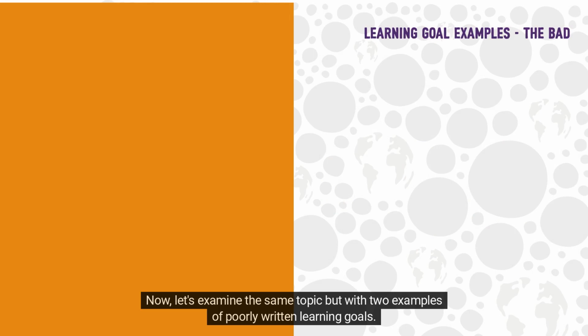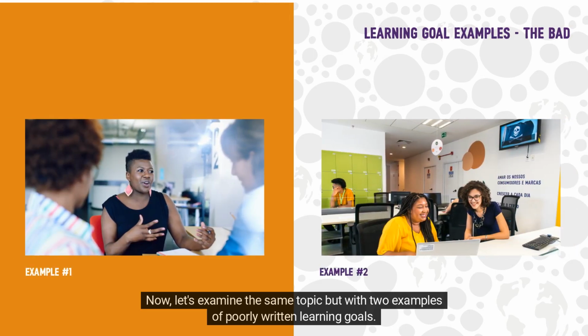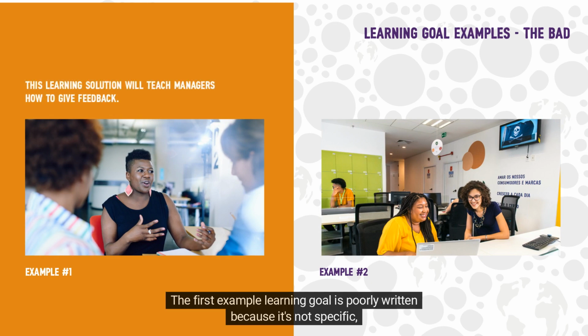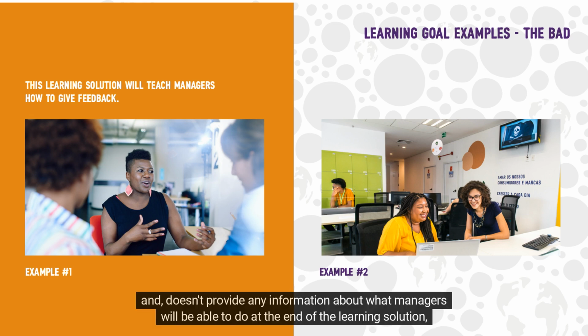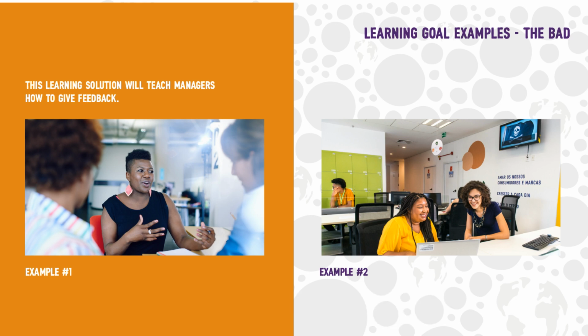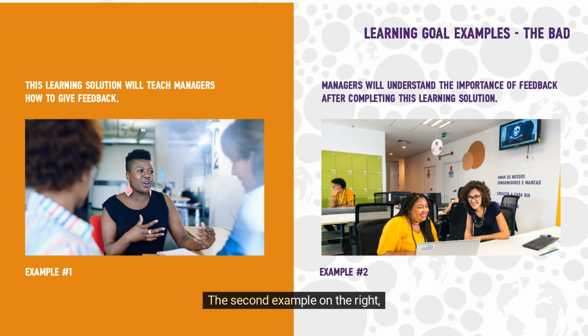Now, let's examine the same topic but with two examples of poorly written learning goals. The first example learning goal is poorly written because it's not specific, too broad, and doesn't provide any information about what managers will be able to do at the end of the learning solution or how it relates to the learning solution's context.